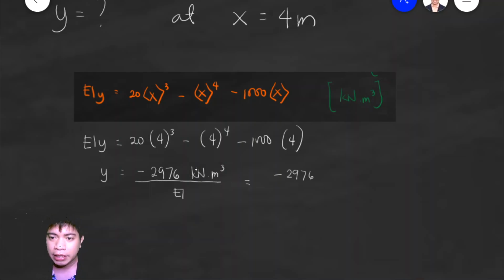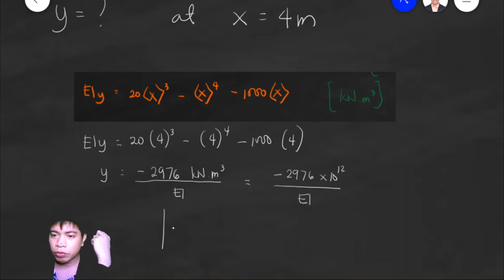So meron tayong 3 dito, then meron tayong meter na naka-cube. All we need to do is to convert this to Newton, ito is to millimeter. So meron tayong 3 dito, dito is 3 to the cube, that is 9. So that is 12 lahat. So times 10 to the 12, 3 plus 9, kasi 3 cube. So times 10 to the 12 divided by EI.